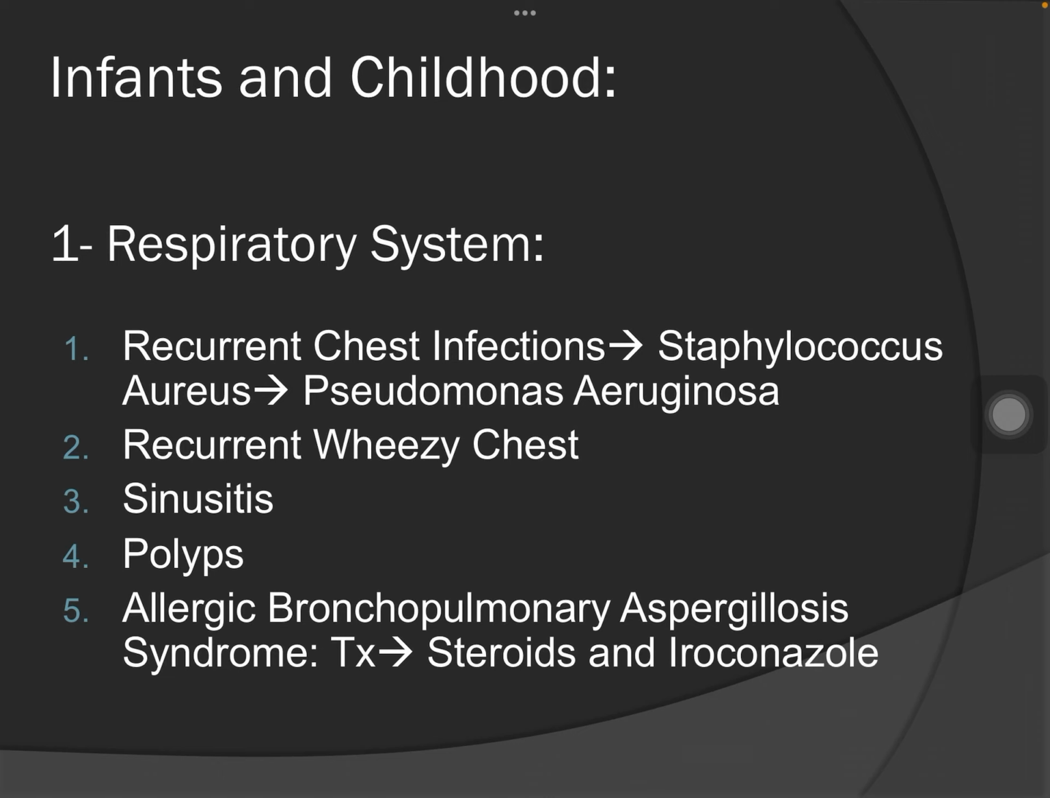Now, in infants and childhood, the presentation will be as follows. First, in the respiratory system, we'll have recurrent chest infections, and as we said, the most common microorganisms that we should be familiar with are Staph aureus and Pseudomonas aeruginosa. They will also have recurrent wheezy chest, sinusitis, polyps, and a phenomenon we should know called allergic bronchopulmonary aspergillosis syndrome, and this is treated by steroids and antifungal medications.